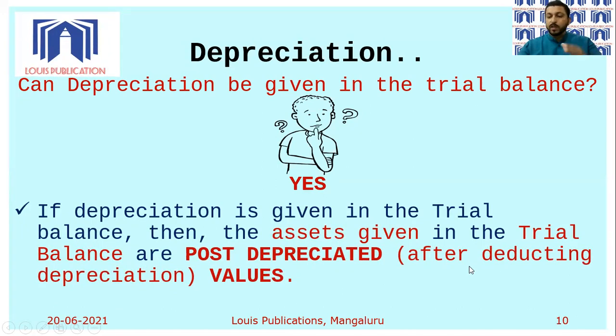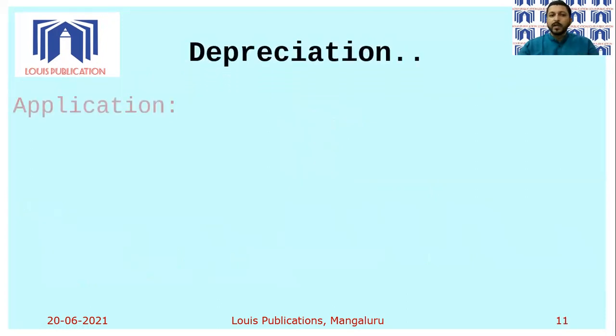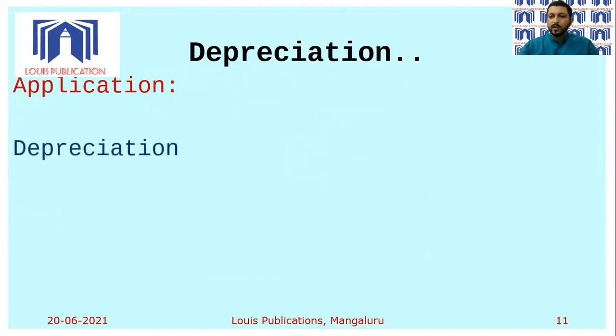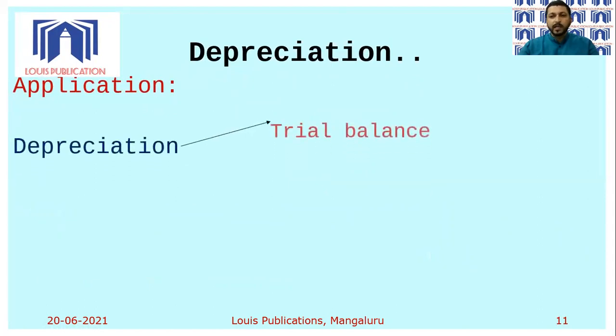So if depreciation is given in the trial balance, whichever assets are given in the trial balance, those asset values are after deducting depreciation. So you will have only one effect. Asset values have already been deducted. Let's look at the application. So depreciation can be given in the trial balance. I just mentioned, if it is given in the trial balance, only one effect. Asset values have already been reduced by the depreciation amount.